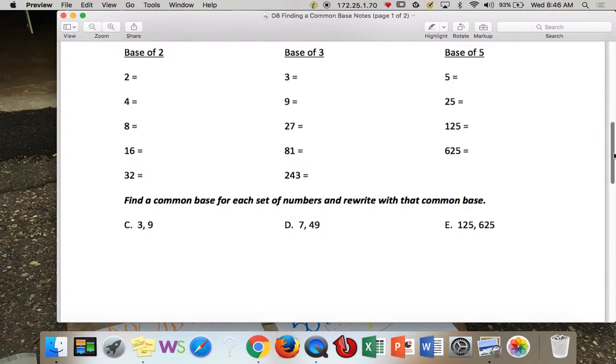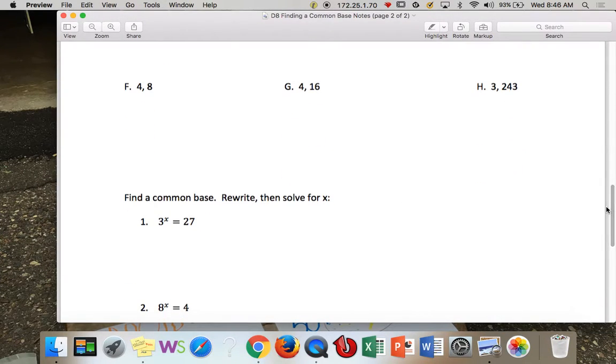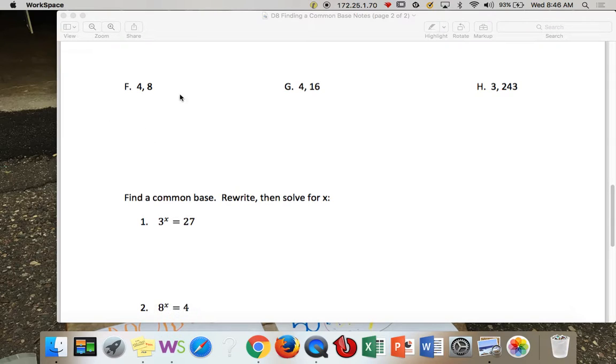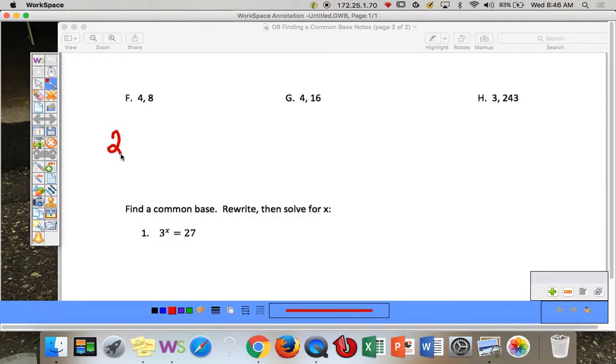All right, let's look at the back here. We have 4 and 8, and my workspace quit, but you should have your notes, and you should be able to recognize that 4 can be written as 2 to the second power, and 8 can be written as 2 to the third power. Now remember, a common mistake I'll see is that 8 cannot be written as 4 squared. This doesn't mean 4 times 2, it means 4 times 4, which would be 16, so don't make that mistake.